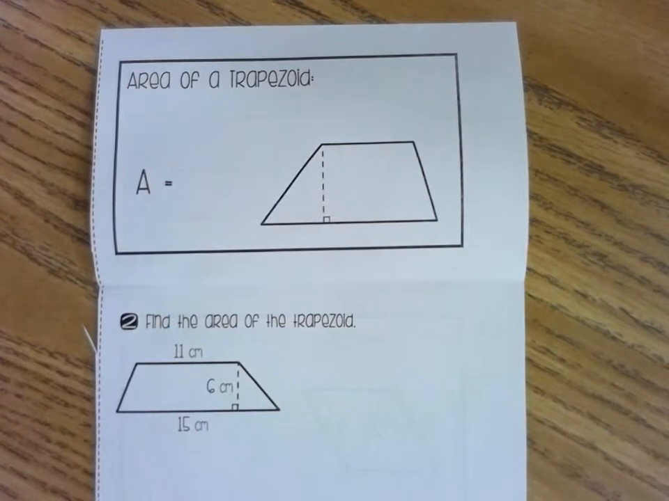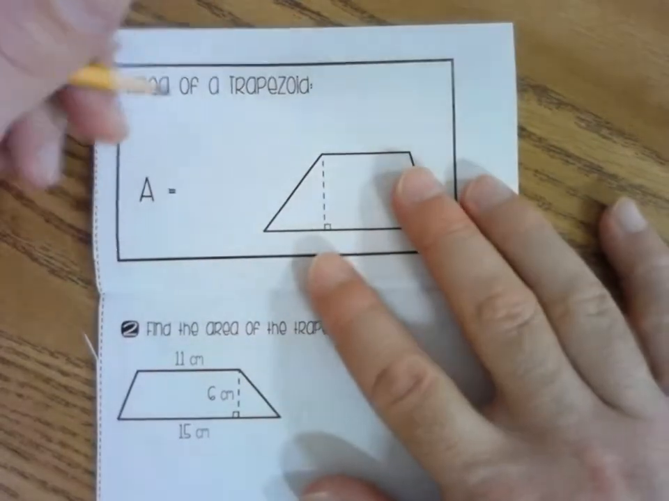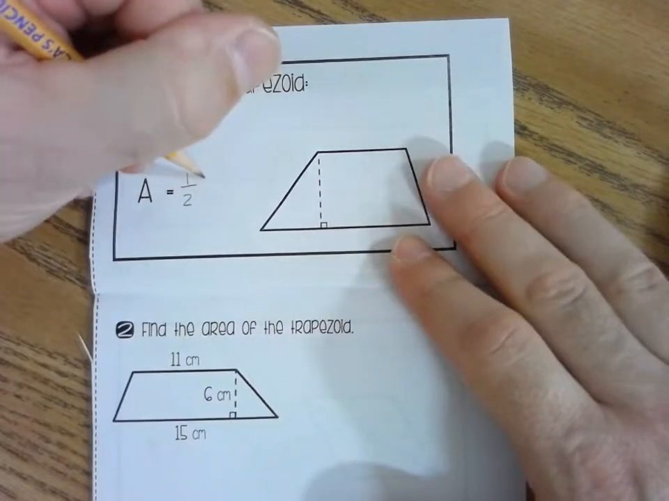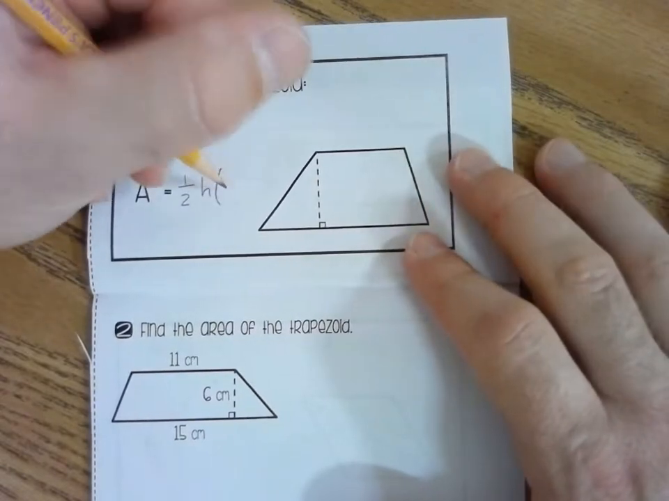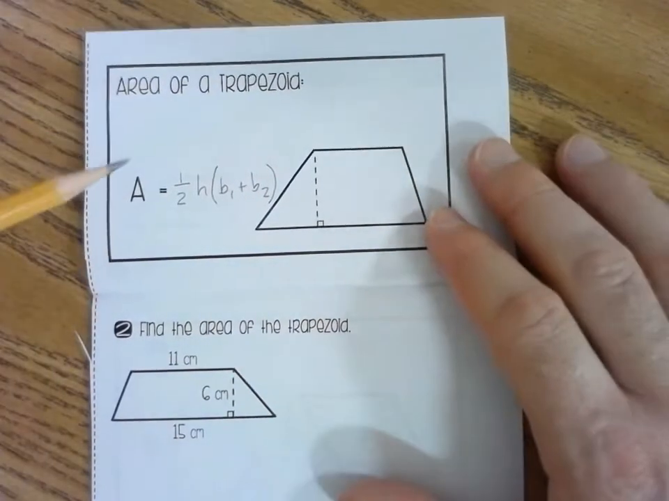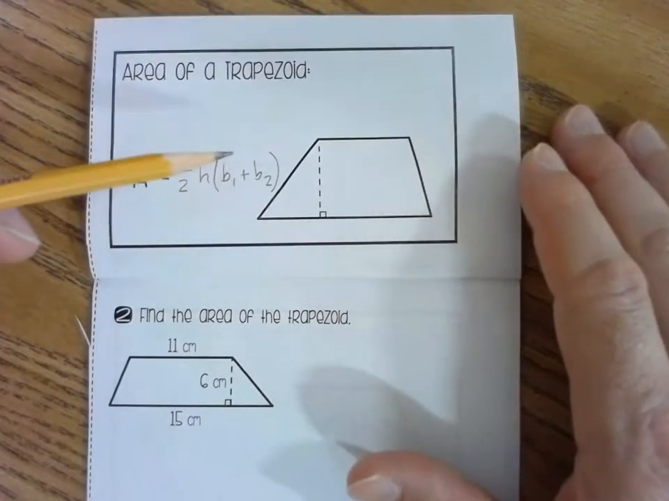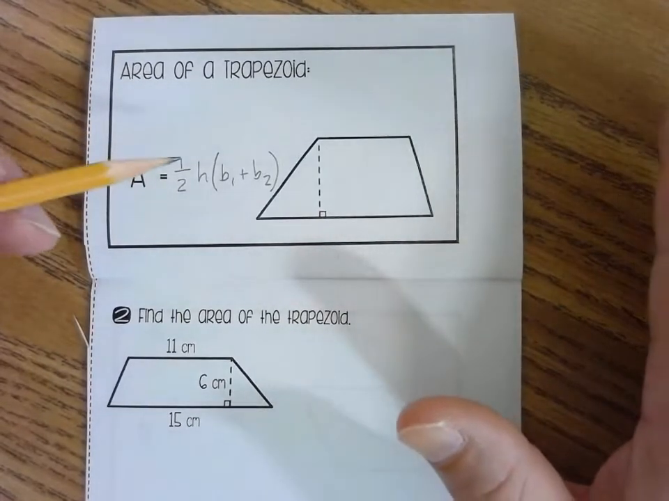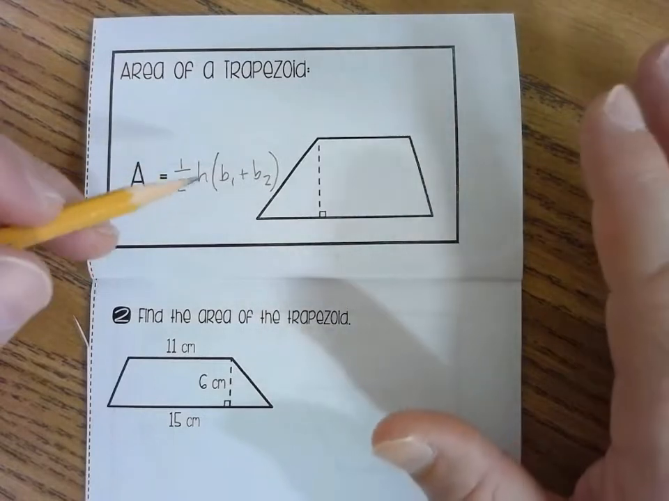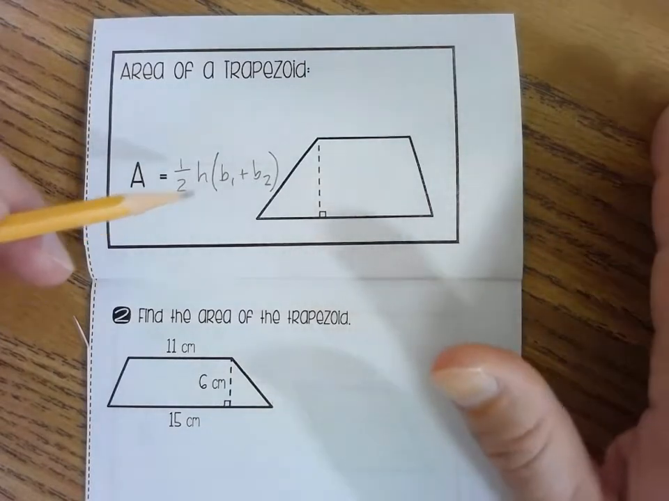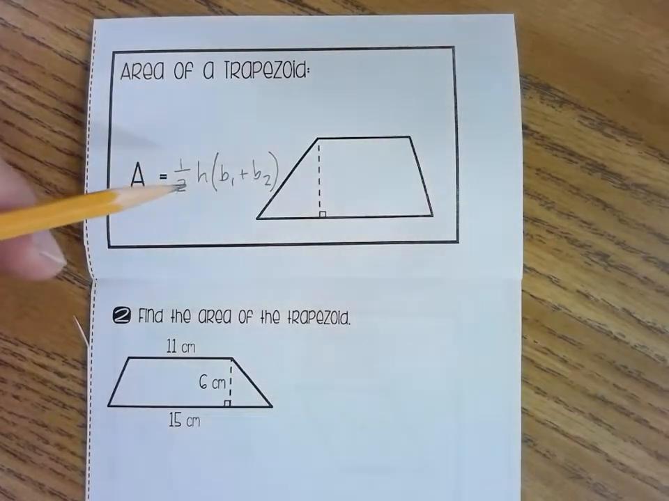Okay, so for a trapezoid, the formula is 1/2 the height times base 1 plus base 2. Now, you might think this is really hard to memorize. Don't worry about it. You're going to have this formula on your reference sheet for the FSA. So you don't have to worry so much about memorizing the formula. You need to be aware of how to use the formula correctly.